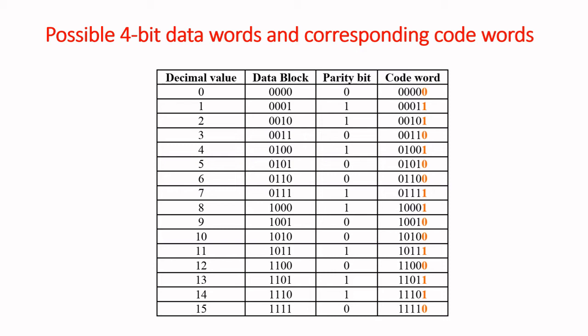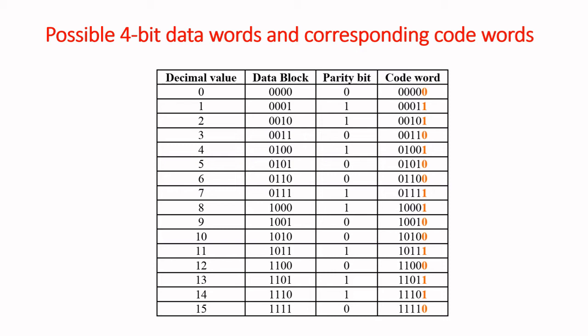In the first row, the decimal value is 0 and the data block contains four zeros. When we talk about the number of ones in the data block, in the first row there are no ones, so the parity bit will be 0. Using this parity bit, the code word will be five zeros, 00000.